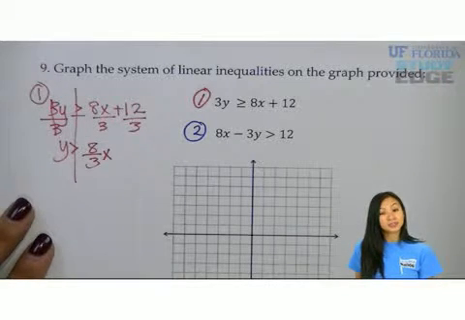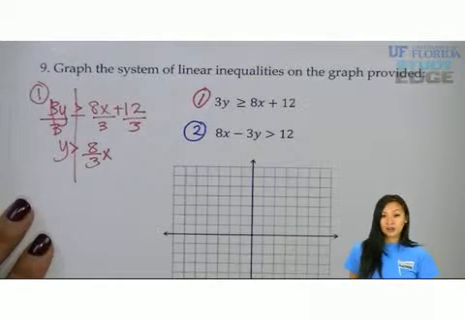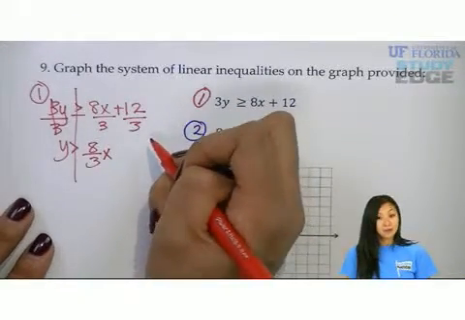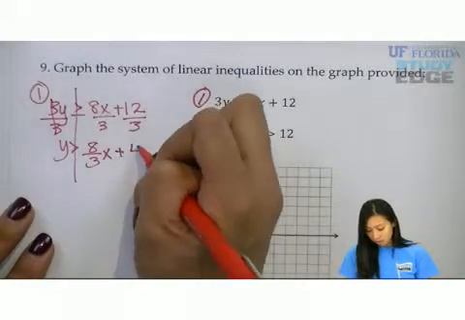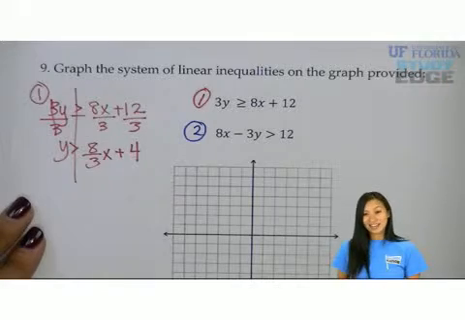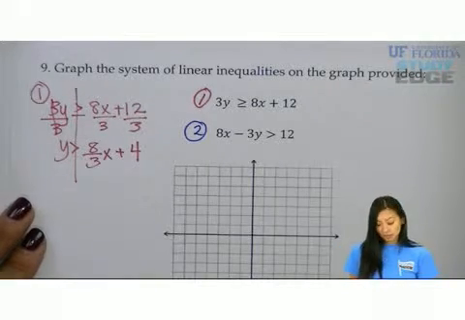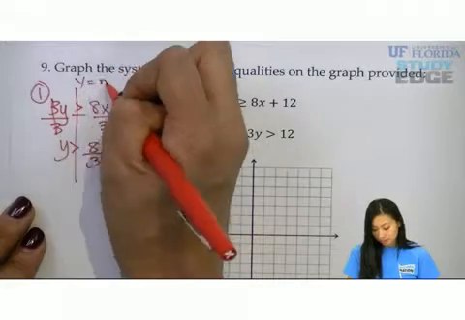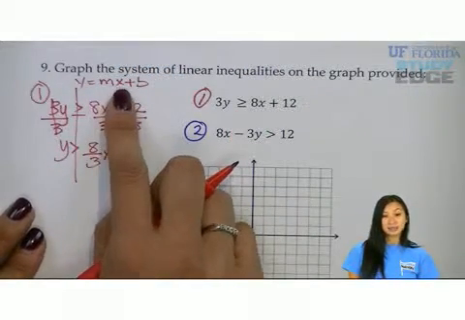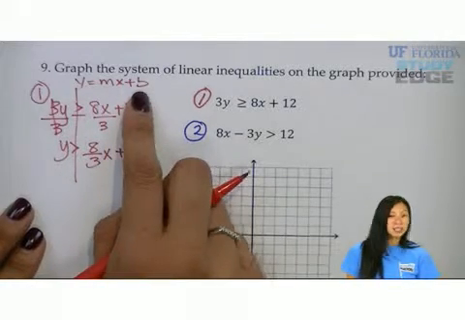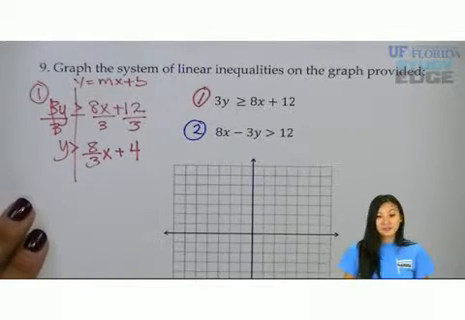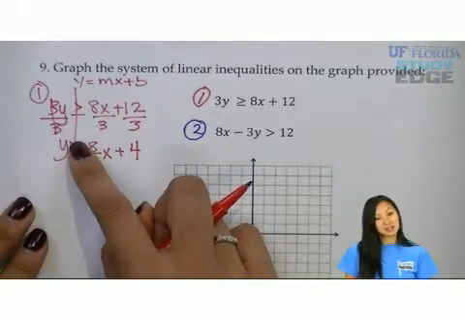Does 12 over 3 reduce? It reduces to 4 over 1, right? 3 goes into 12 four times. In other words, 12 divided by 3 is 4. Y is by itself now. Now this looks very similar to y equals mx plus b, right? Where the slope is always next to the x, the coefficient of x, and the y-intercept, that special point that crosses the y-axis, is by itself. It's the constant. The only difference is that this is an equal sign, and this is an inequality sign.